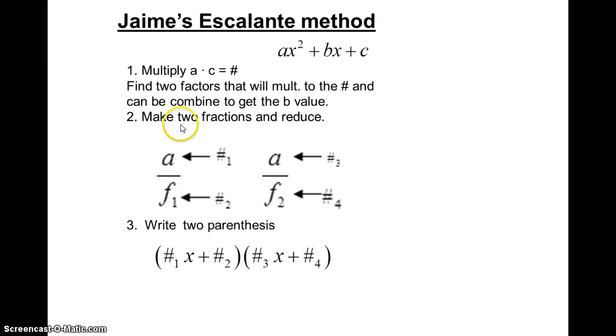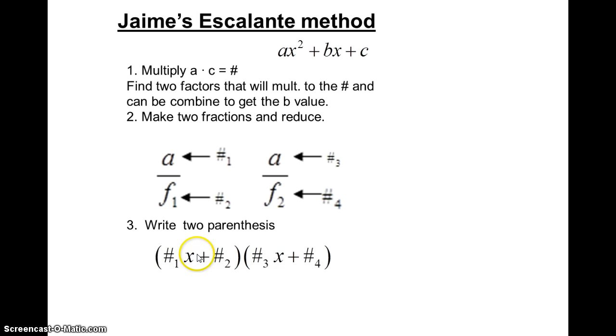For step number 2, you make two fractions and reduce. Now the fractions are here. The first fraction is going to be the value of a divided by the first factor you found when you multiplied a and c. The second fraction is going to be the value of a again divided by the second factor. I have some numbers here with arrows because I named this number 1, number 2, number 3, and number 4. Instead of number 3, you're going to write two parentheses, so the product of two binomials, and this is how you set up your answer.